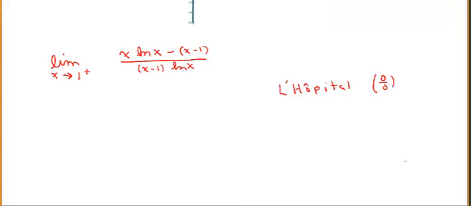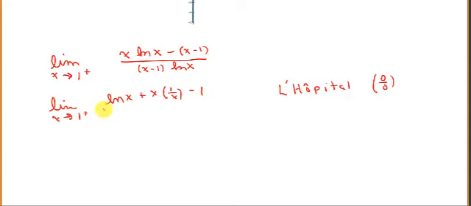So let's see. What will happen here, we'll have the limit as x approaches 1 from the right. I have to use the product rule to take the derivative of the numerator, and so I'll get the derivative of x, which is 1, times the natural log of x, plus x times the derivative of the natural log of x, 1 over x. And then in back here, I'll have minus the derivative of x, which is 1, and the derivative of negative 1 is 0, so I'll just have 1.